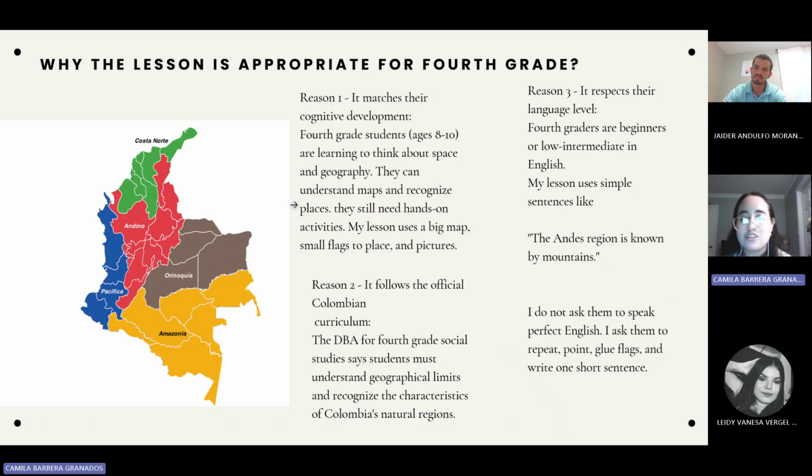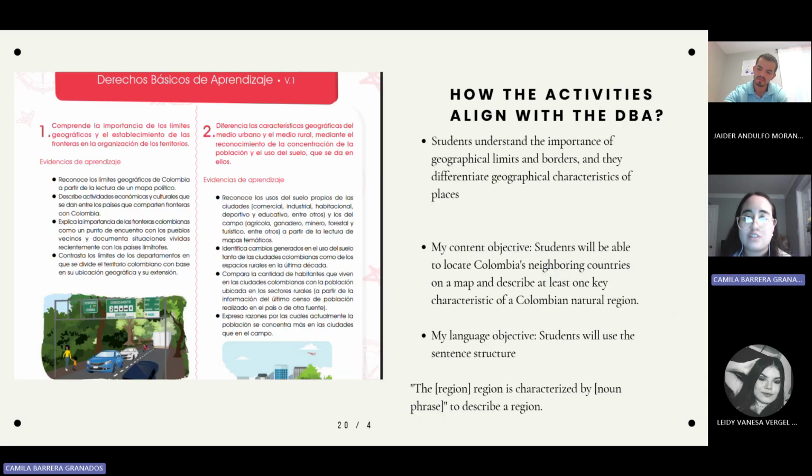So that's why my lesson uses simple sentences, and I have an example here. The Andes region is known for mountains. I can say that it's something simple that we can use for the fourth grade. I really don't ask them to speak English perfectly because I know they are beginners. It's a really low level, but I want them to try to repeat, to point, to glue, and start to write short sentences.